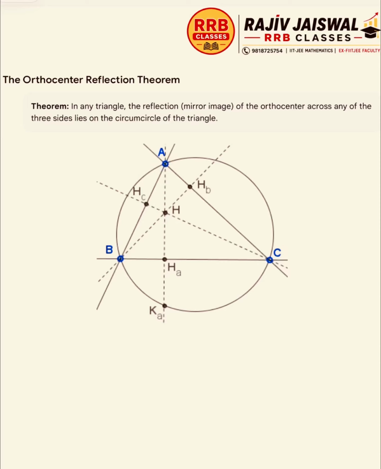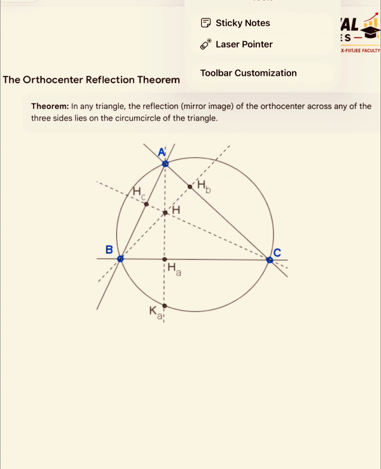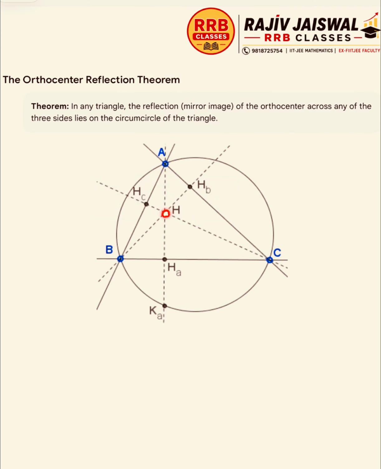Hello friends, today we are going to discuss a very important property, that is the orthocenter reflection property. What is this property? Suppose we have a triangle ABC and H is the orthocenter of the triangle. The reflection of H, the orthocenter, from any side of a triangle will lie on the circumcircle of the triangle.